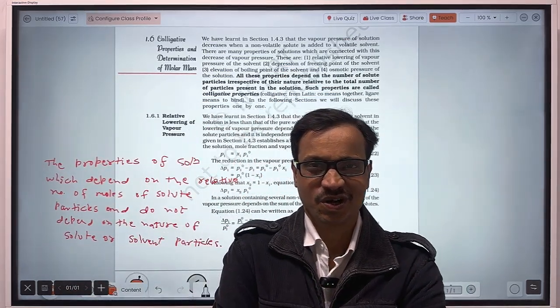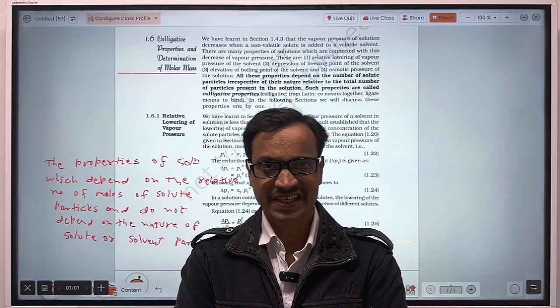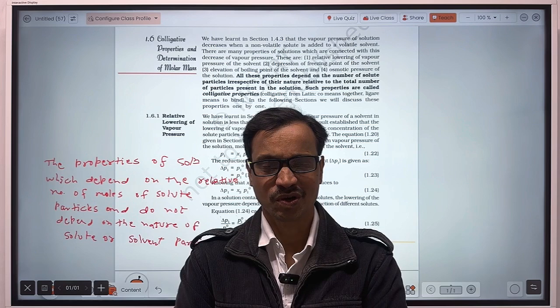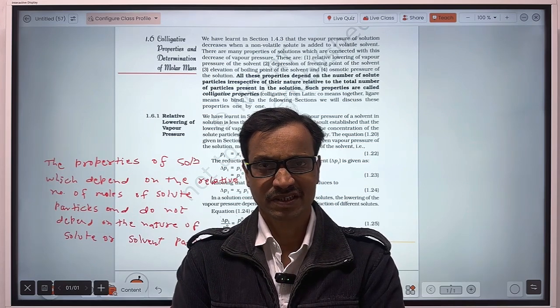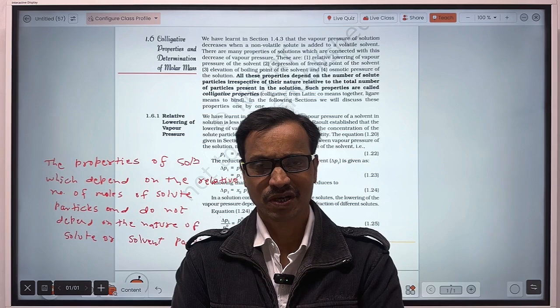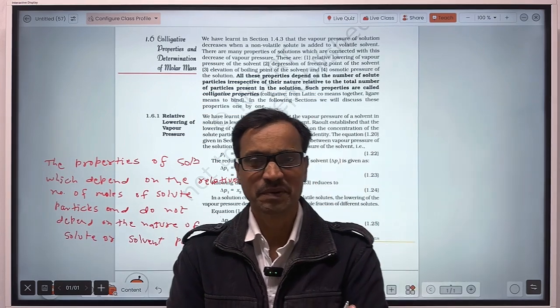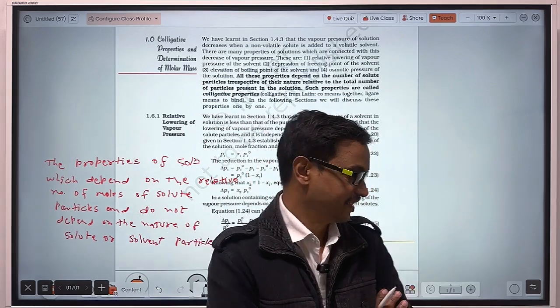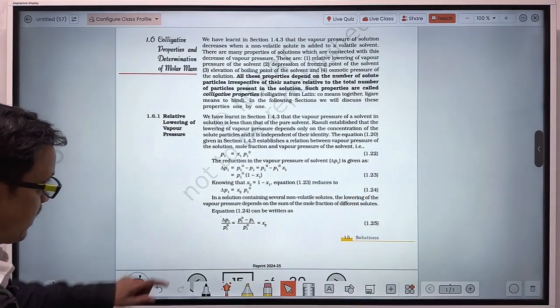That means the properties of solution which depend on the relative number of moles of solute particles and do not depend on the nature of solute or solvent particles, that is called colligative properties. Next, colligative properties are of four types.